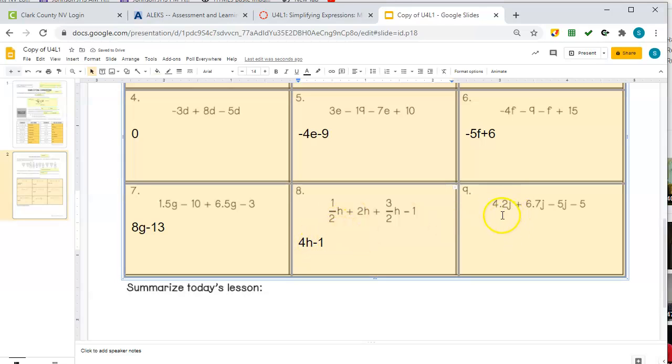Let's look at our J's. We've got 4.2 plus 6.7 minus 5. All of them have J's. That's going to be 5.9J minus 5.